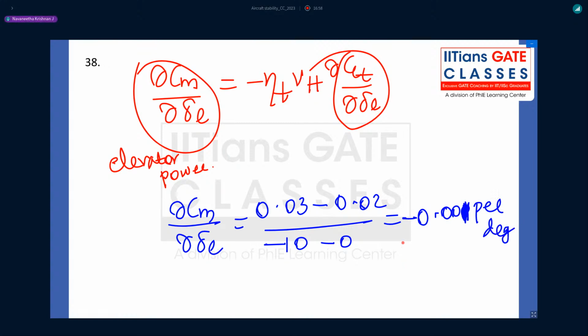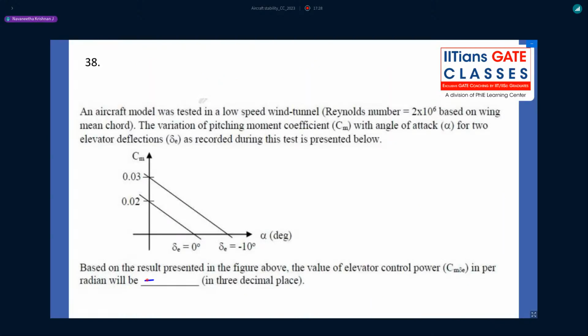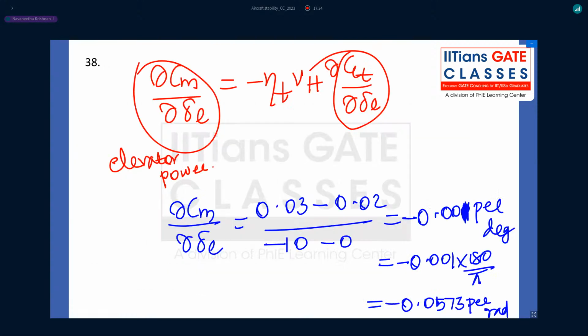If I have to convert into per radian, I have to multiply it by 180 by pi. So the value we get is minus 0.0573 per radian. If I round off to 3 decimal places, it is minus 0.057 per radian. So the answer is minus 0.057 per radian. Any doubt?